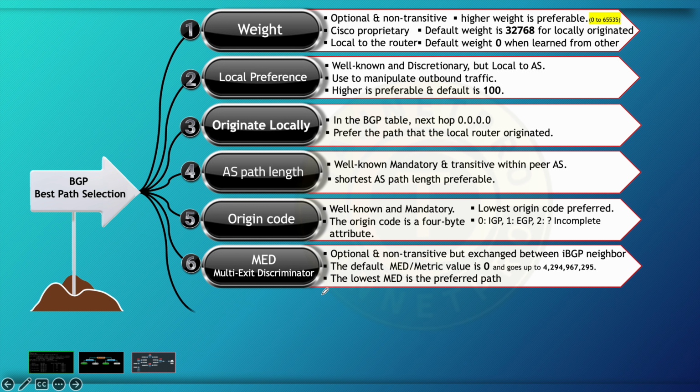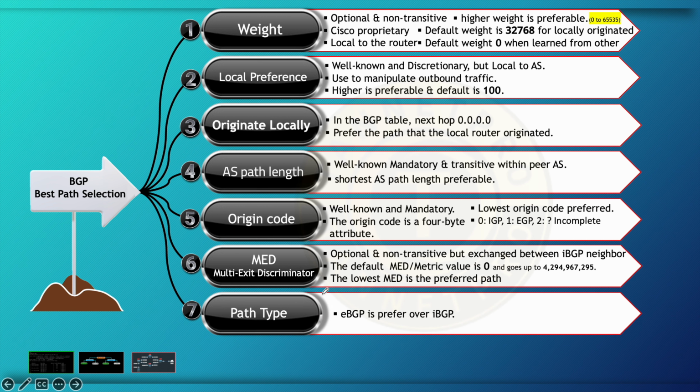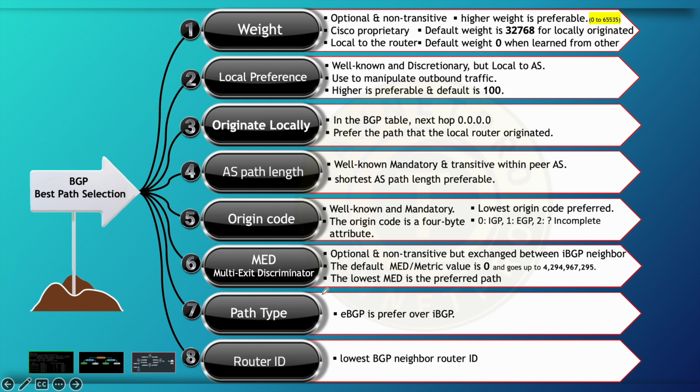The same thing is mentioned over here. eBGP is preferred over IBGP. If you learn the same route from one eBGP path and another IBGP path, the eBGP will be preferable. It's very simple. Now the next one, 8.1, that is the router ID, right? So what is the router ID? The lowest BGP neighbor router ID.